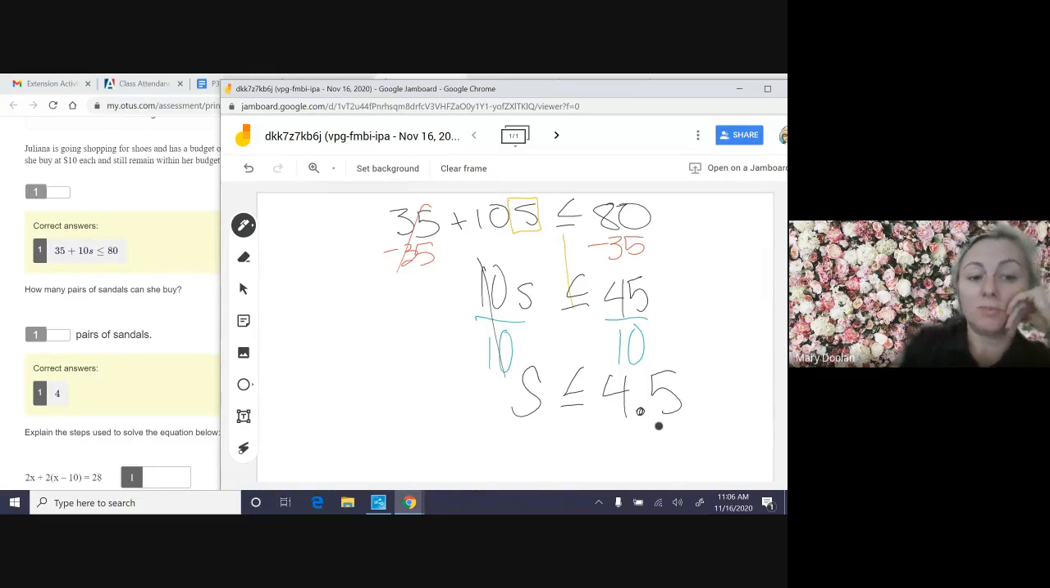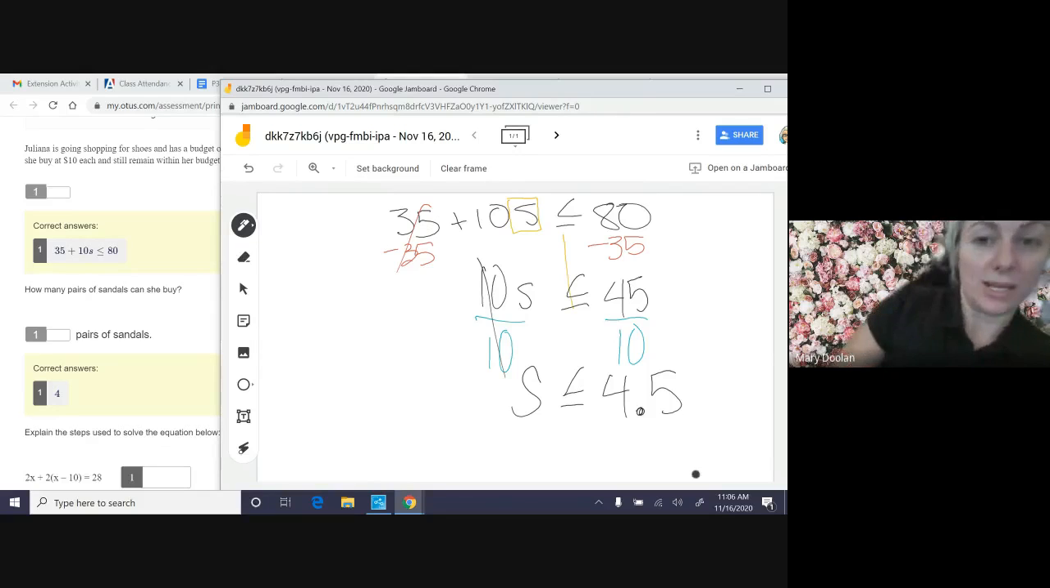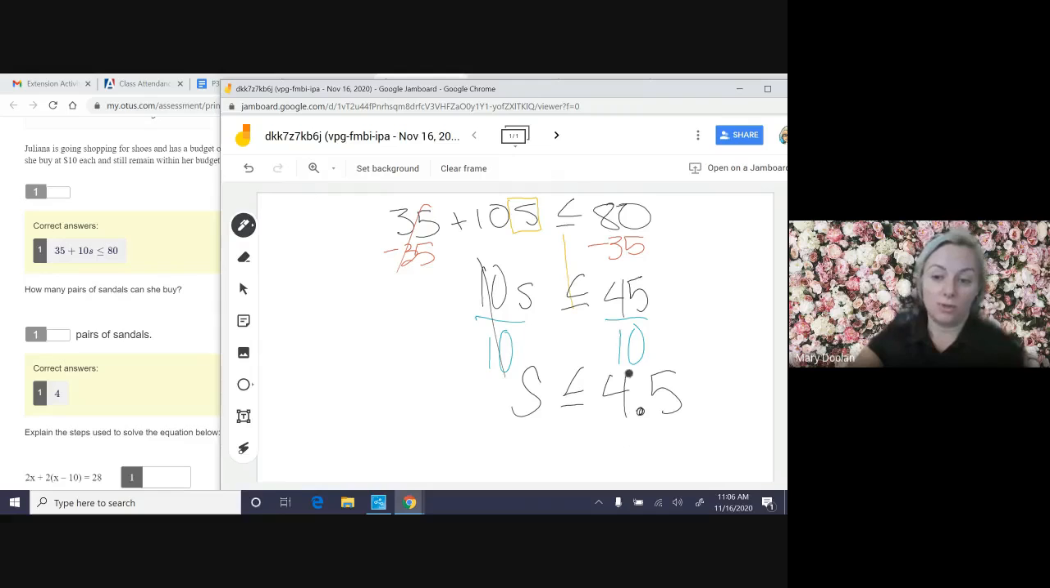So the number of pairs she can buy is 4. Okay, she doesn't have enough money to buy 5 pairs, but she does have enough money to buy 4 pairs, 4.5 pairs, but that doesn't really make sense when you're buying shoes. So we can only use the 4.